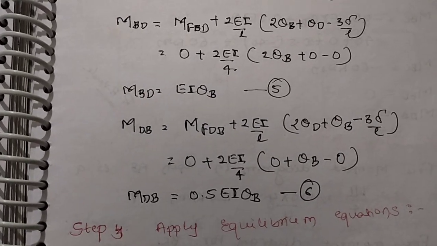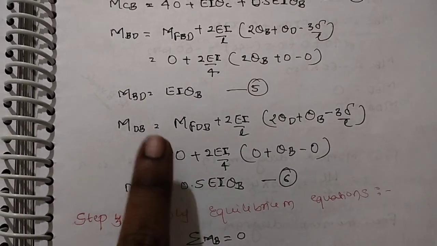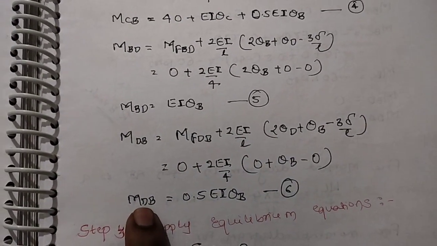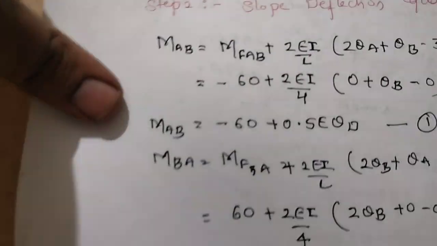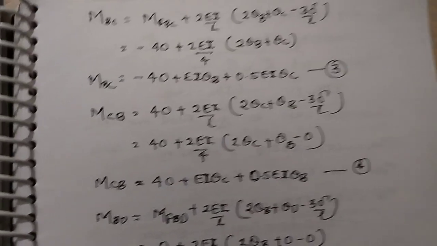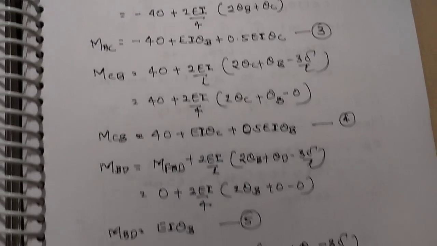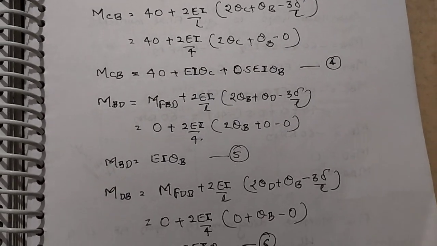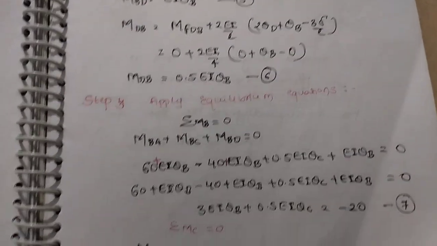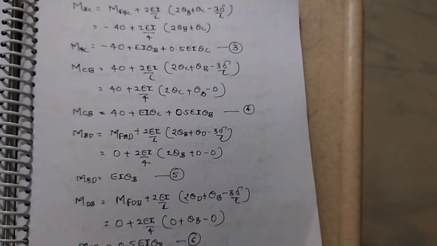Next, MFDB will be MFDB plus 2EI by L, 2 theta D. What are the equations I am getting? Equation 1 is for MFAB, equation 2 is MFBA, equation 3 is MFBC, equation 4 is MFCB, equation 5 is MFBD, and equation 6 is MFDB. Next, what you will do? You can take a screenshot of these calculations. Okay, now next I will go for the next step.